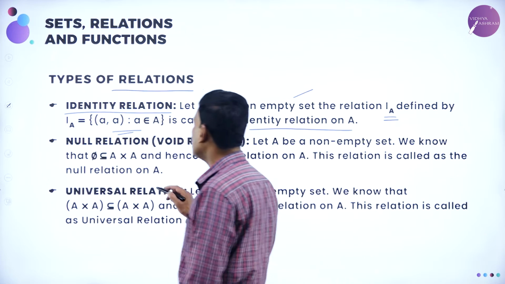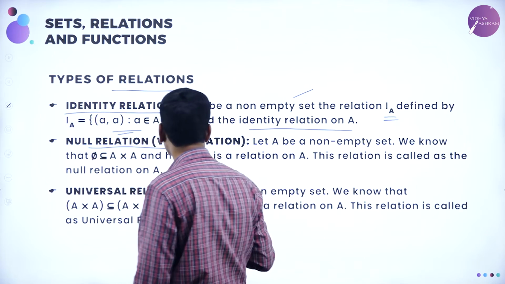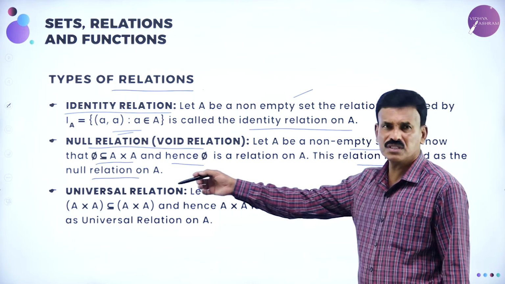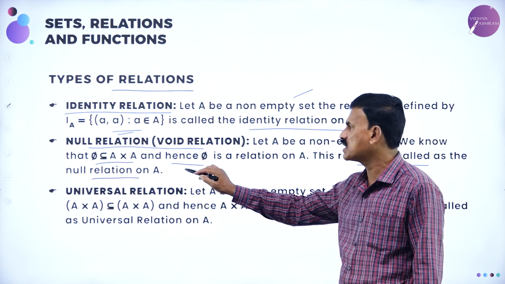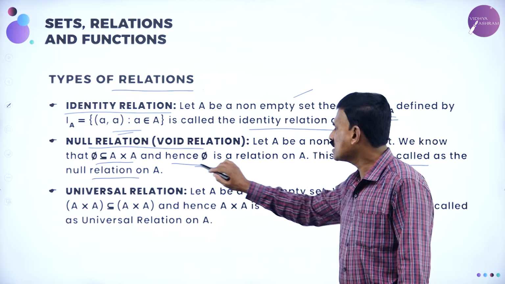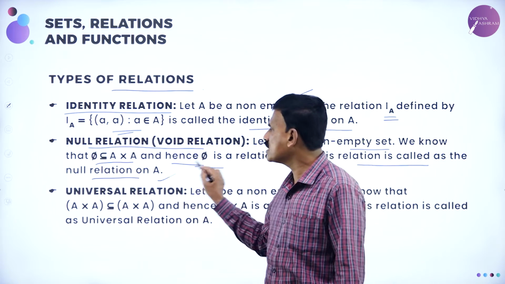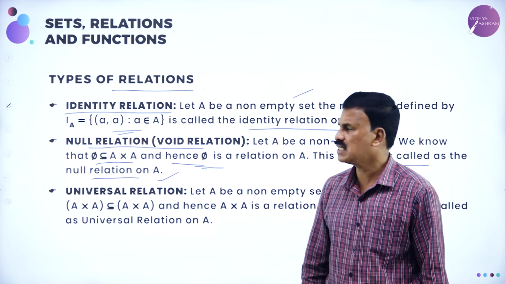Similarly, the null relation, which is also called the void relation. Let A be a non-empty set, then we know the null set is a subset of A cross B, and hence this null set is a relation on A. This relation is also called an empty relation or a null relation.